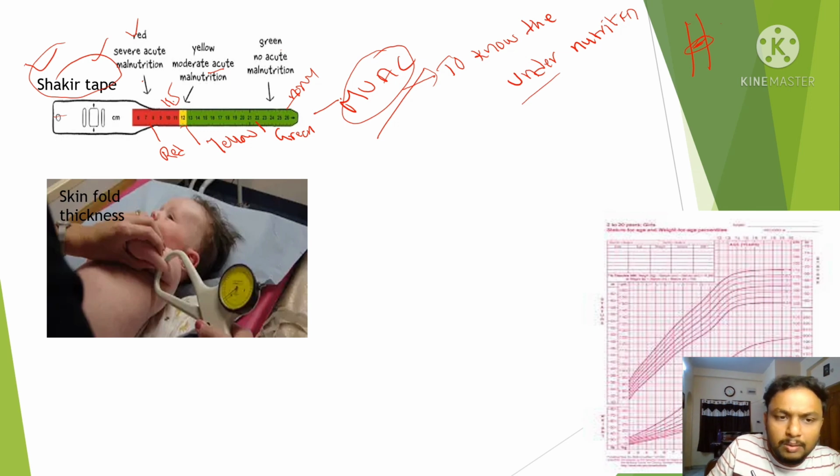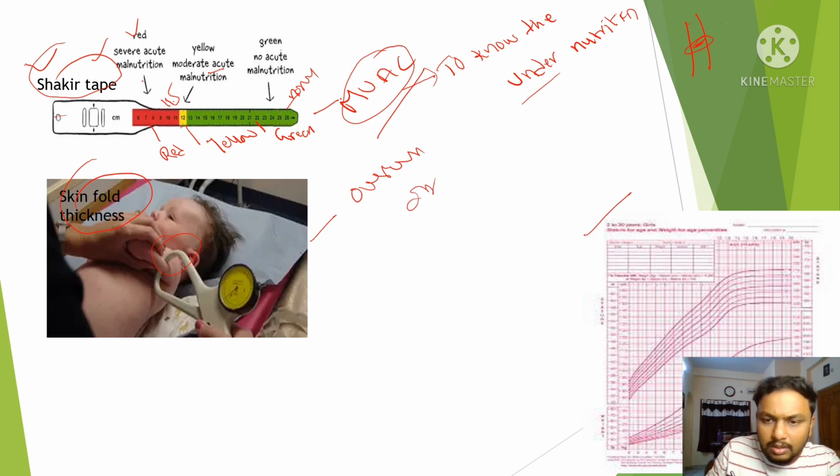One more option is skin fold thickness. Like this we will measure it, to know overweight or obesity. And this is a growth chart. Growth charts we will use to measure the weight for age. So that is the option.